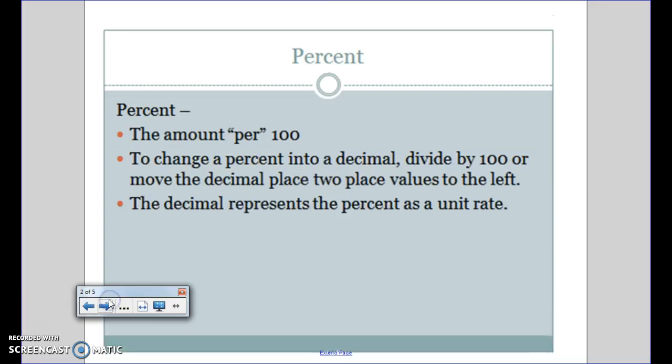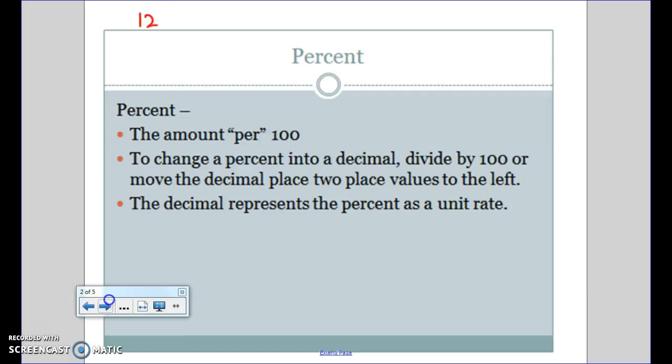We've talked about percents just a little in the past, but I want to remind you of a few important things. Percent is the amount per 100. It's per cent, and I remember that because cent is a type of currency. There's 100 cents in $1. And we've switched percents to decimals before.